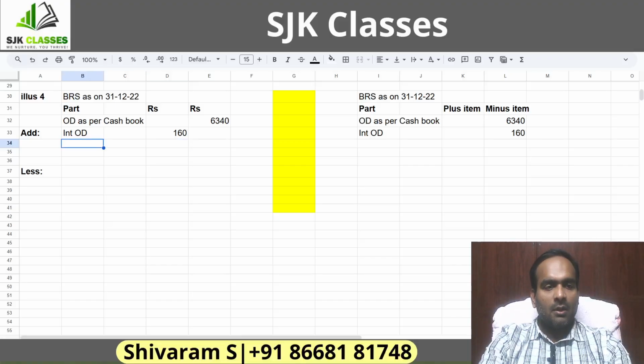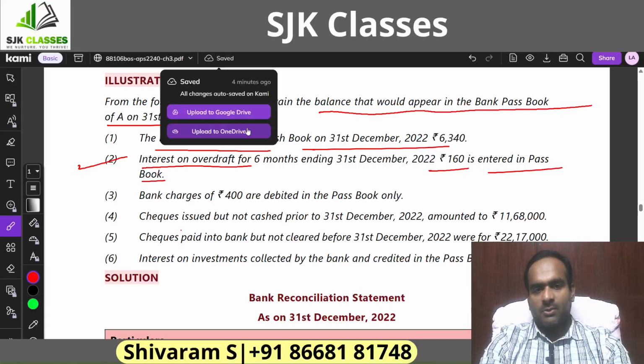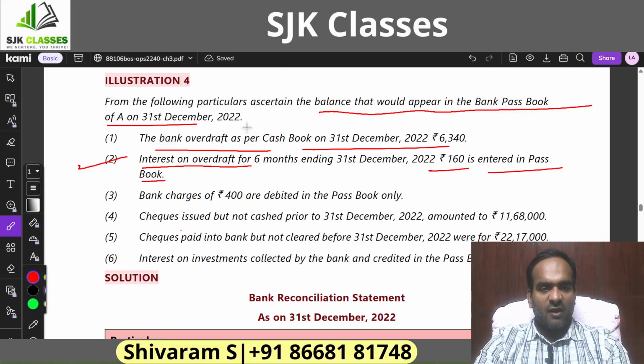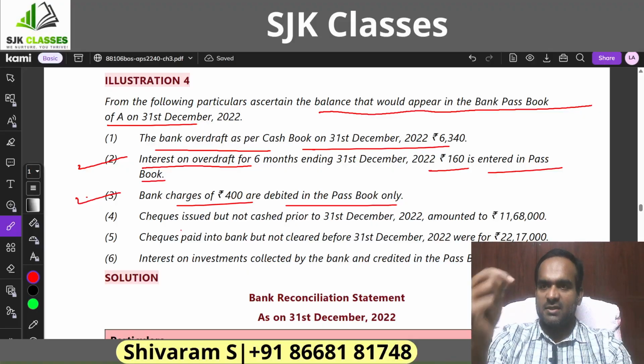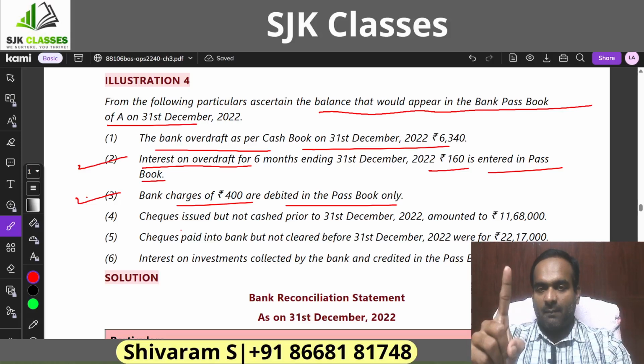Now let's move on. Next one. What is the next point? We have been given bank charges of 400 debited in the passbook only. Now what is the scenario here? Bank charges is what? Is it a receipt or a payment? Bank charges is nothing but a payment. So the first point is that it is a case of payment, and the second point is in which book the impact is there. Impact is there in the passbook.